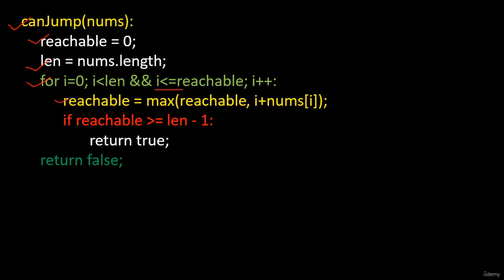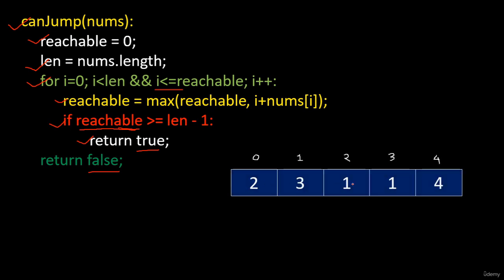Here we're computing reachable in each step: max of reachable and i plus the current element. Then we're checking if reachable is greater than or equal to length minus 1. Then we're returning true. It means that we can reach the last index. That's why we're returning true. If we do not find this condition, reachable greater than or equal to length minus 1, we'll return false.